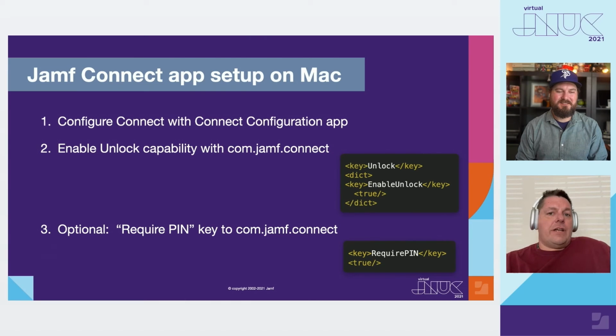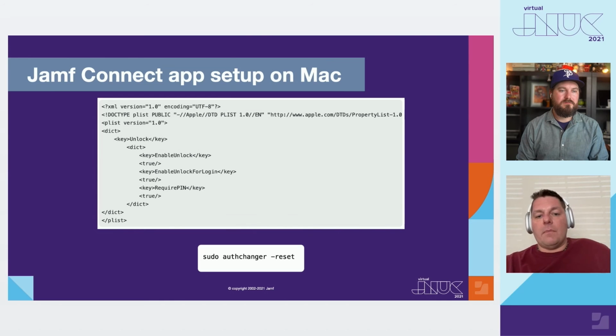If you've already got Jamf Connect configured, you simply need to add one more key in there. There's a dictionary for unlock that says just enable unlock. It is turned off by default, and you can optionally require a PIN or a set of true or false to say, yes, I do want that in my environment.